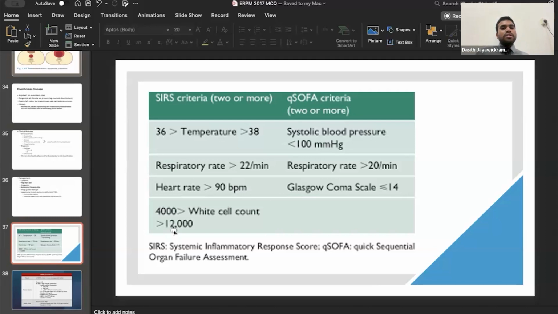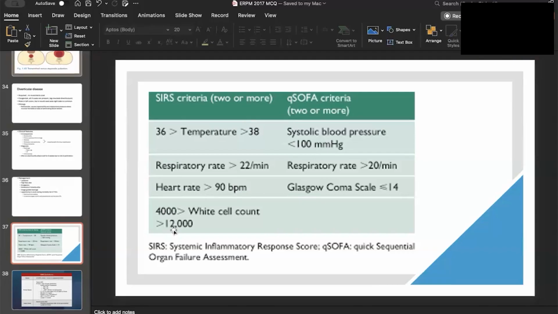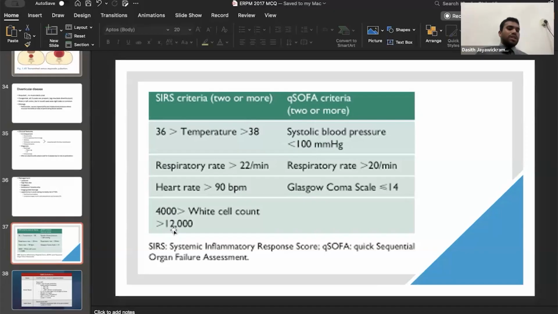Did you understand how I worked out the answer? Yes, sir. Perfect, very good. Because there are two features of SIRS plus one feature of organ dysfunction, it is severe sepsis. Next: pulse rate 100, respiratory rate 22, temperature 38.5. Now this patient has three features of SIRS, but no features of organ dysfunction. So is it severe sepsis? No, it's just SIRS. So that is false.